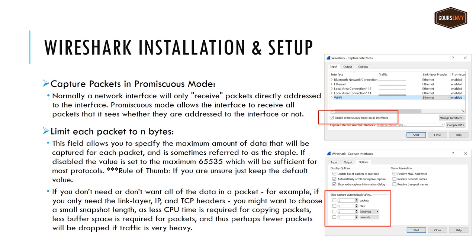One example where you would adjust this is if you only need the IPs or TCP headers. You may want to choose just a small snapshot length so it doesn't take as much time and buffer space to create these packets. Sometimes when these packets are really big, they'll be what you call dropped. That means they just stop capturing if the traffic is very heavy. So if you're capturing a very niche area of the traffic, that's when you want to limit each packet. Otherwise, not checking it, letting it go to the default is fine.